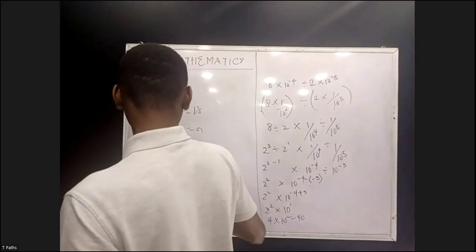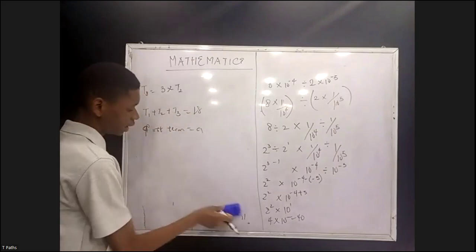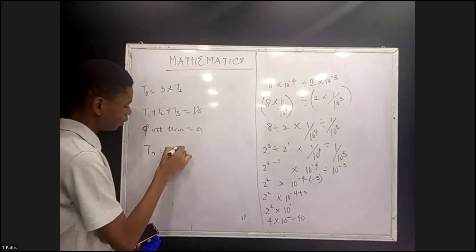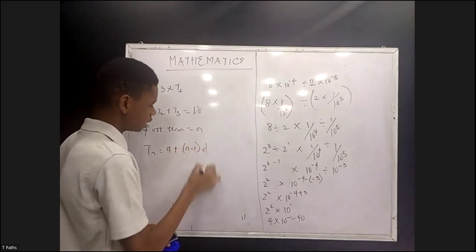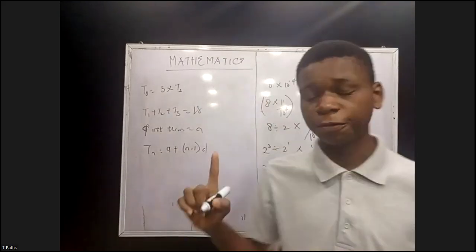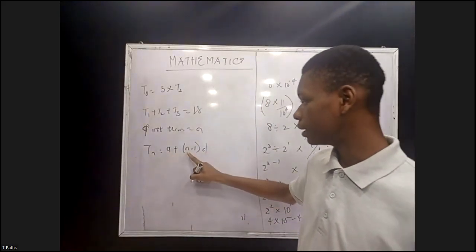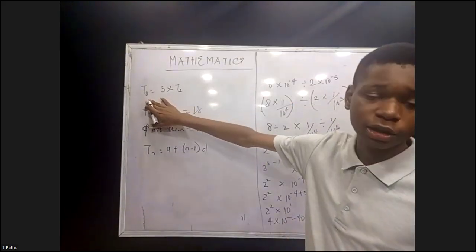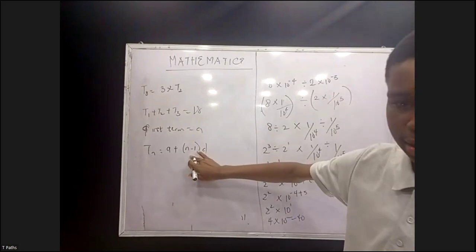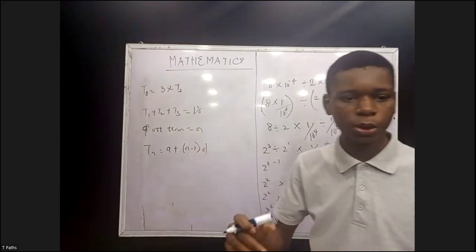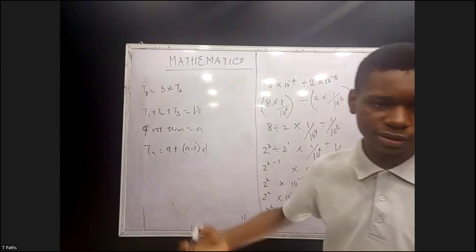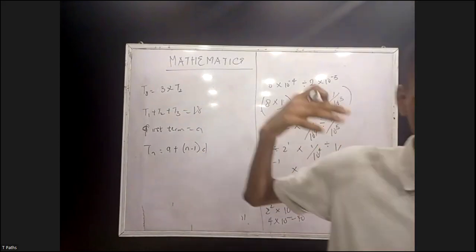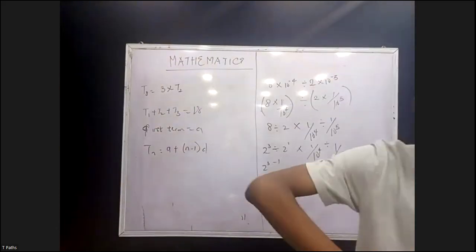Now, what's the formula for calculating the terms of an AP? Tn is equal to A, which is the first term, plus (n minus 1)d. A is my first term. n is the particular term we are looking for. If we are looking for the 8th term, my n is going to be 8. And d is the common difference, which is simply the difference between those terms.